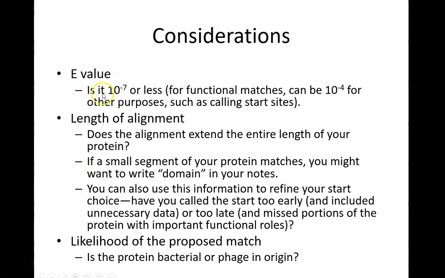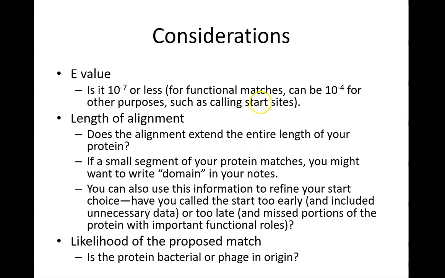So if we're going to assign functions, we should look at the e-value. It should be 10 to the minus 7th or less for functional matches. It can be less stringent, 10 to the minus 4, for other purposes like calling start sites. The closer you are to 0, the lower the probability that this is just by chance.